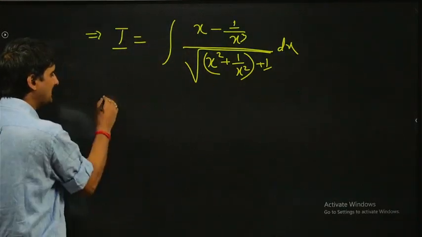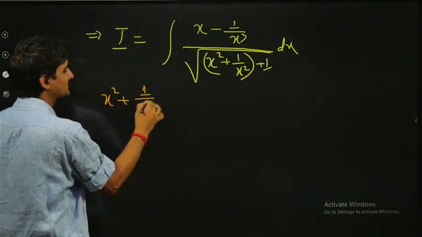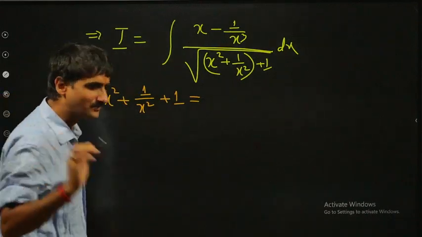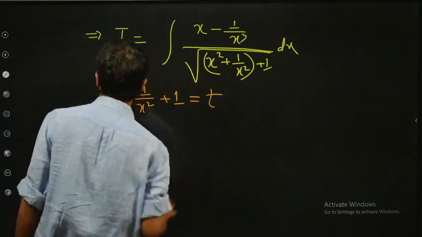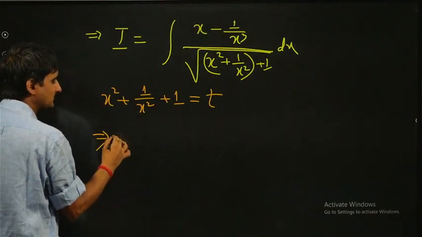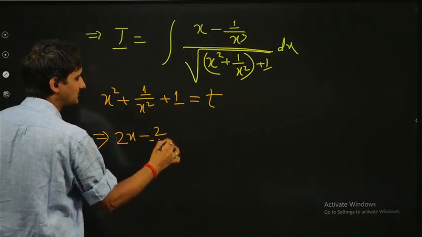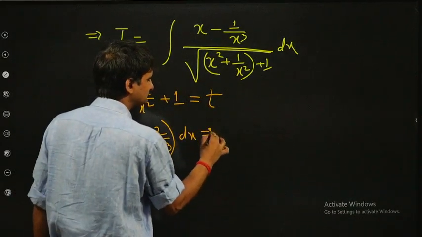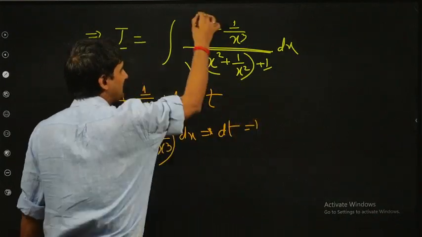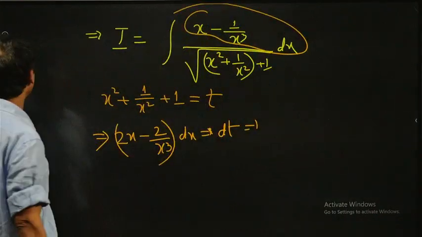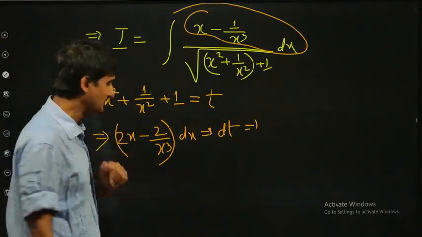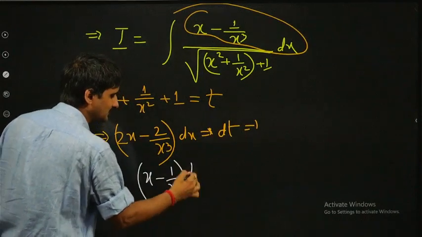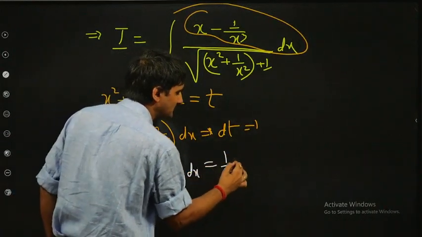If I replace x square, see, method of substitution, that's what I say, it's one of the most important methods in indefinite integral. Now differentiating both the sides, 2x minus 2 by x cube dx is dt. So you have x minus 1 by x cube times dx in the numerator. So x minus 1 by x cube dx is nothing but half dt, bachcho.